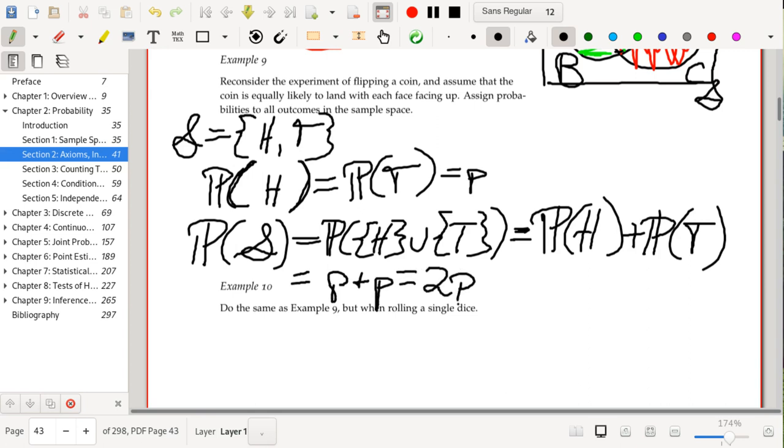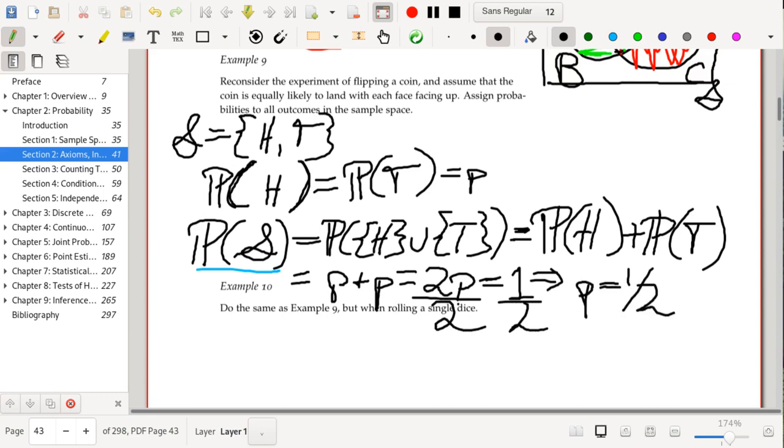And furthermore, we know from axiom 2 that the probability of the sample space is equal to 1. So this is equal to 1, and that implies, after you do some division by 2, that P is equal to 1/2. Which makes perfect sense. Right? If heads is just as likely as tails, then the probability of getting heads is 1/2.